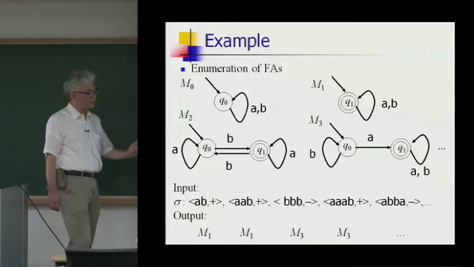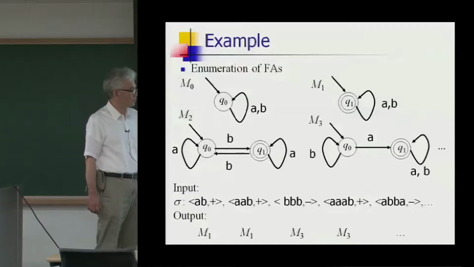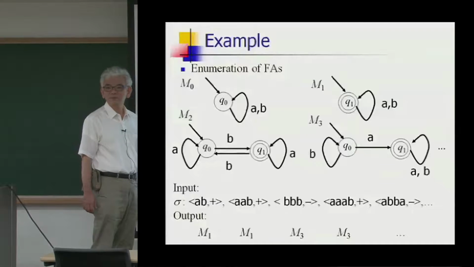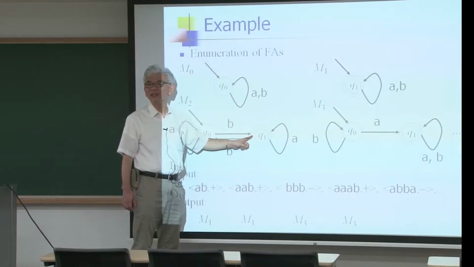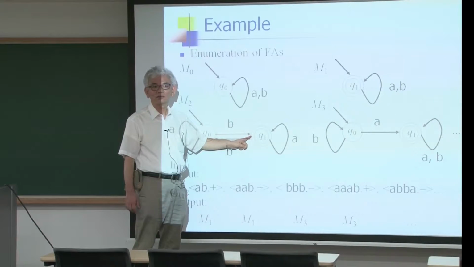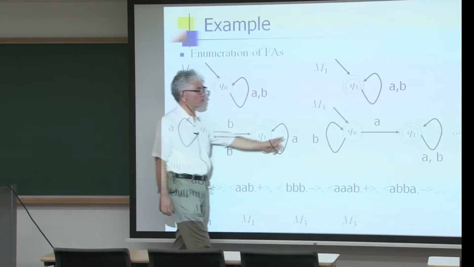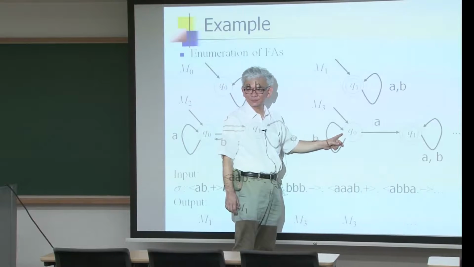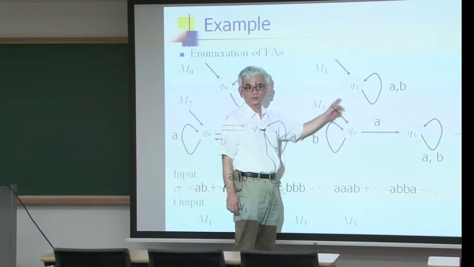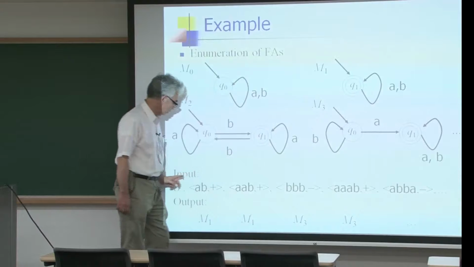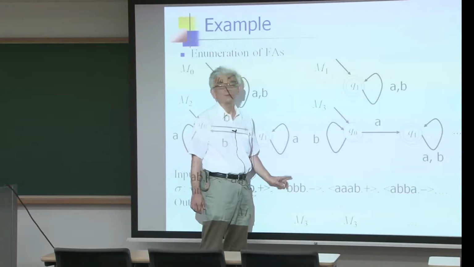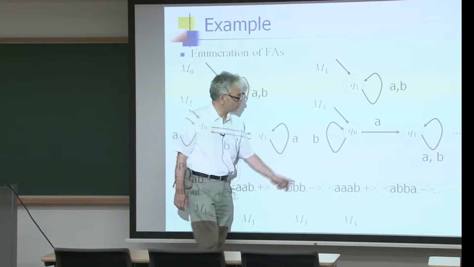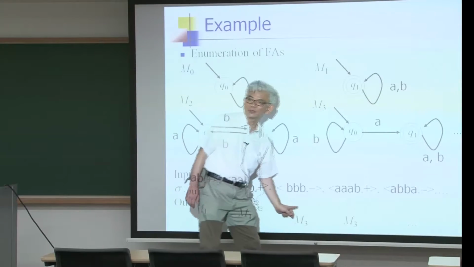However, this is not consistent with this one because BBB is accepted. So this automaton cannot be the candidate. So we go to the next one here. Then this automaton accepts all these two strings but rejects this one. So this is the second conjecture here.